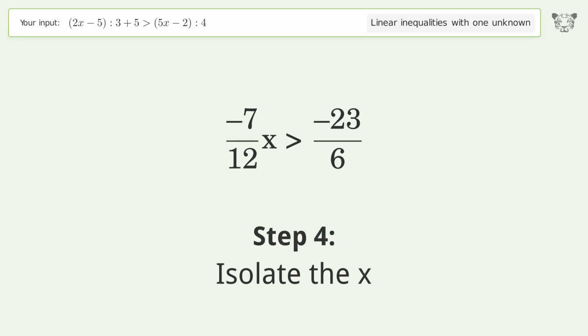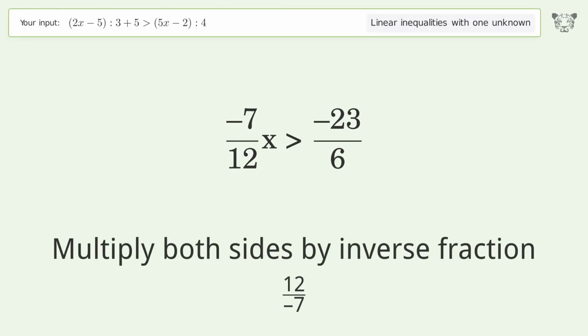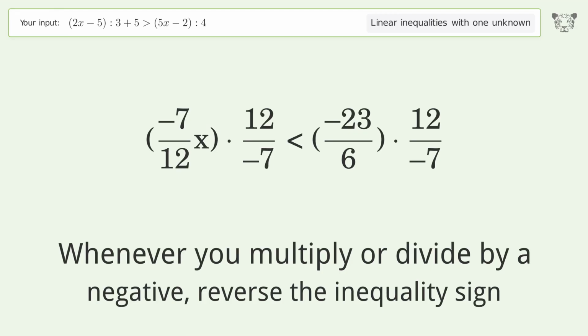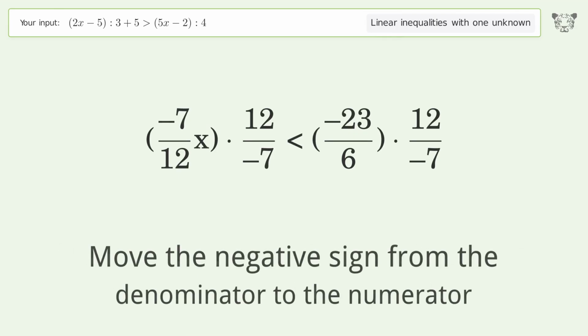Isolate the x. Multiply both sides by inverse fraction 12 over -7. Whenever you multiply or divide by a negative, reverse the inequality sign. Move the negative sign from the denominator to the numerator.